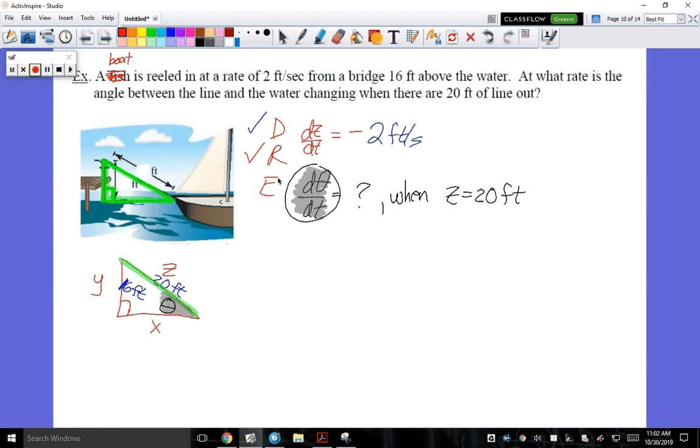From all the pieces, ask yourself this question. Relate all your pieces together. Use sine. Sine is what we should use, because if you choose the wrong equation, you can make it very difficult and it'll take longer to get your answer. Sine is what we're going to use. So here we go. The sine of theta is equal to what variables? Y over z.